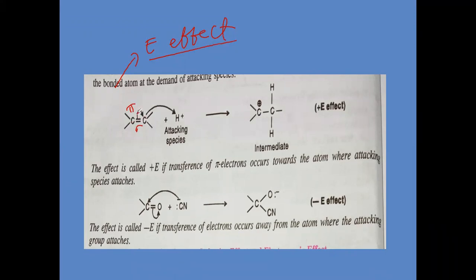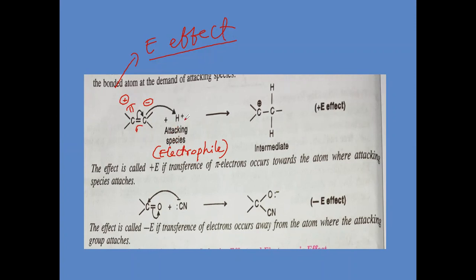Suppose the pi electrons are shifting to the right side. Now the right side carbon gets which charge? Negative charge. And the left side carbon gets positive charge. When the two pi electrons shift towards the right side carbon, the right side carbon gets negative charge and the left side carbon gets positive charge. Now, what is the attacking reagent here? H plus, positively charged. It is an electrophile. H plus is an example of an electrophile. Electrophile means it is electron deficient.